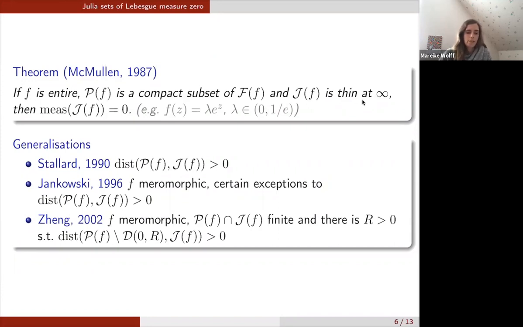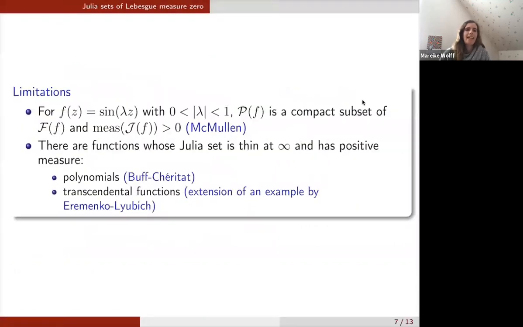But before I state this result, I would like to talk about some limitations. The first concerns the condition that the Julia set is thin at infinity. This cannot be left out in general. For example, if we consider the function sine of lambda z for modulus of lambda less than 1, one can easily see that the post-singular set is a compact subset of the Fatou set, but McMullen showed that the Lebesgue measure of the Julia set is positive. So it doesn't suffice to assume that the post-singular set is nice.